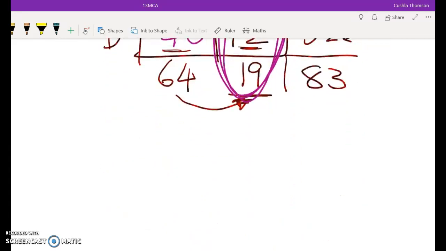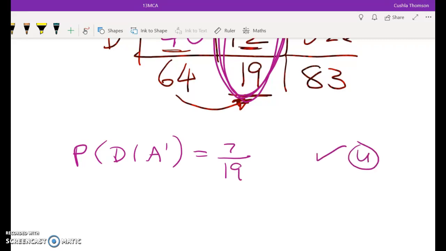So do not write 7 out of 19, okay? We must give the probability as a fraction. So probability of delayed given not Air New Zealand is equal to 7/19. Okay, so a pretty easy U question.